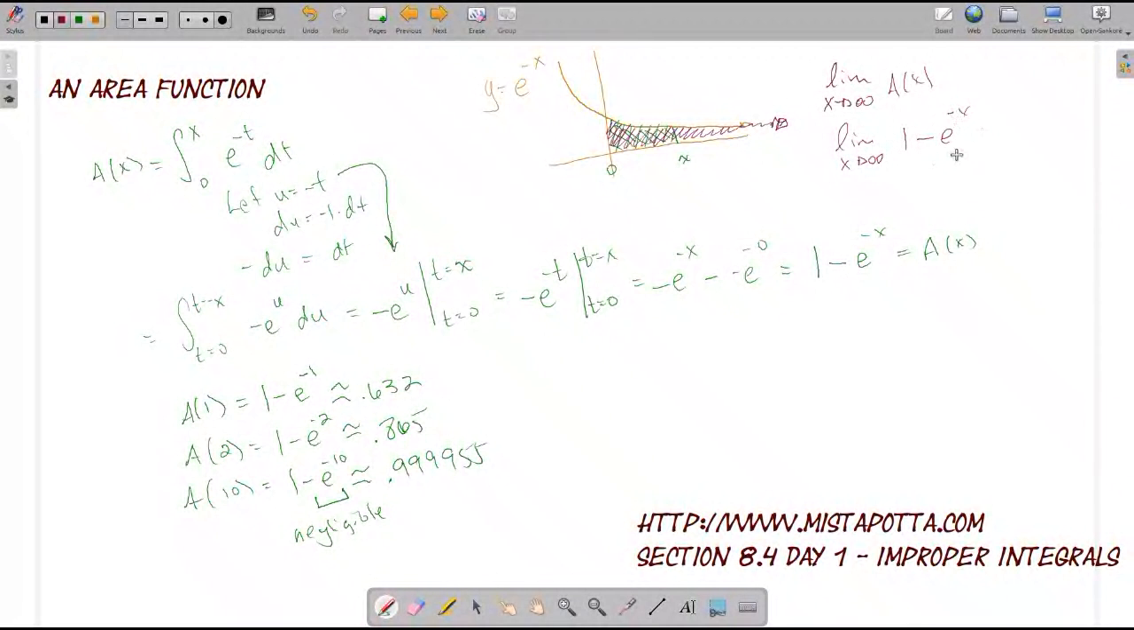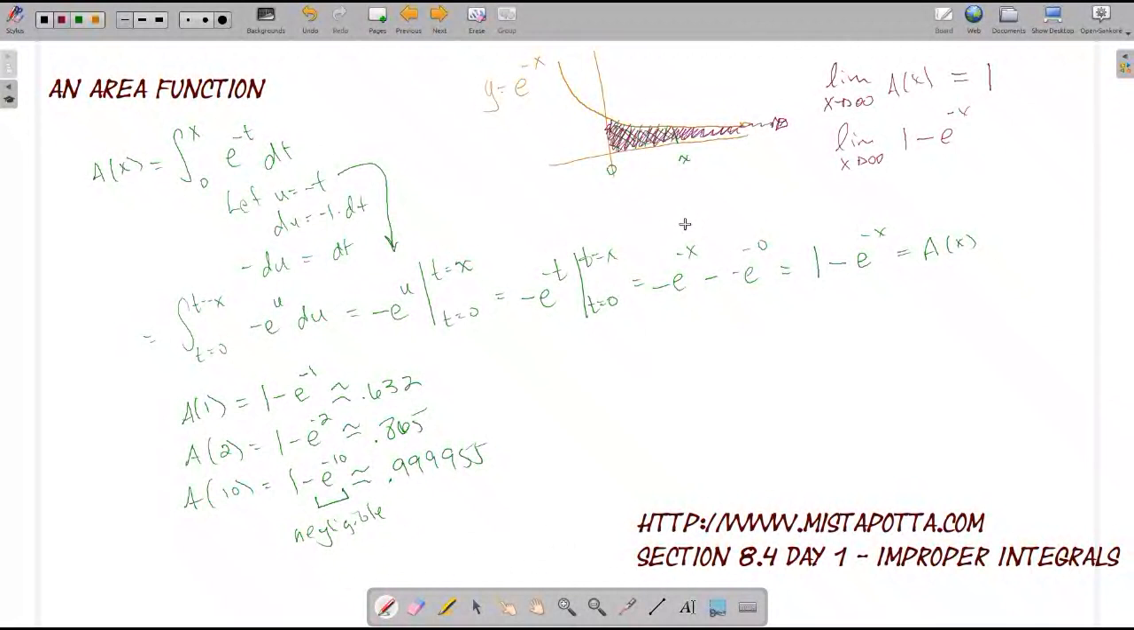And I know that this graph approaches 0 as x increases without bound. So this limit actually ends up being 1. So what I've got here is I've got an area that's bounded by an infinite graph on the top. It's bounded by an infinite axis on the bottom.